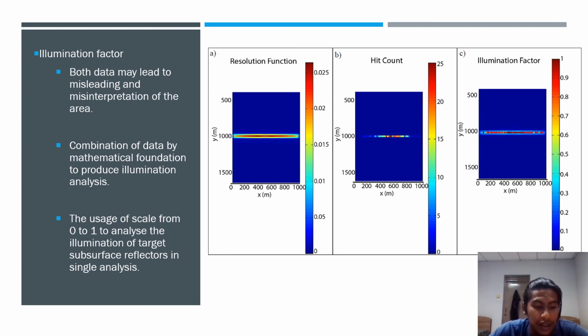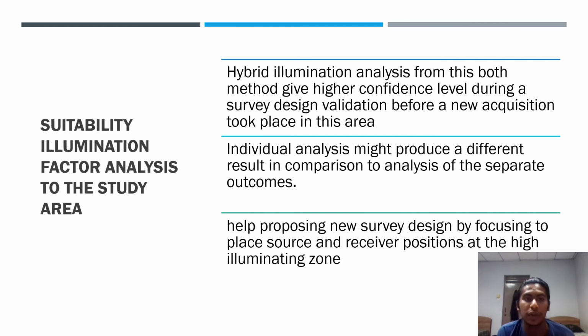So the usage of a scale from 0 to 1 to analyze the illumination of the target subsurface reflector can be explained with a single analysis. So the suitability of the illumination factor analysis to the study area. Hybrid illumination analysis from this work method gives higher confidence levels during survey design validation before any acquisition takes place in this area. So individual analysis might produce a different result in comparison to analysis of the separate outcomes, and it helps in proposing a new survey design by focusing on placing source and receiver positions at the highest illuminating zone.